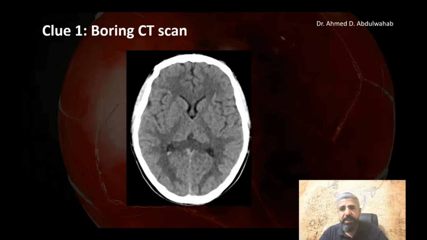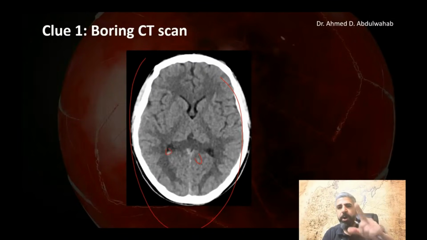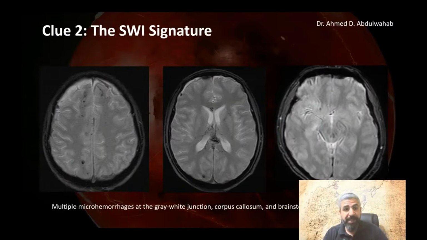It's called the boring CT scan. Look here. There is nothing, probably some tiny spot of blood here, maybe some tiny blood spot here. What sequence of MRI would you like? Go to susceptibility weighted imaging, or SWI. Now, we switch to MRI, specifically SWI. Look at the black dots at the gray-white matter junction, okay?